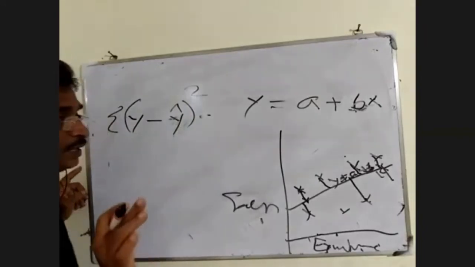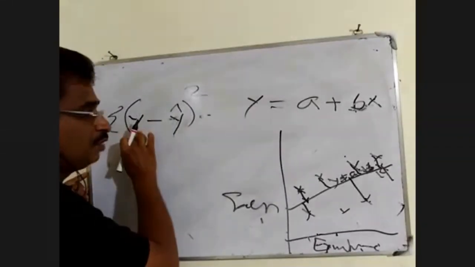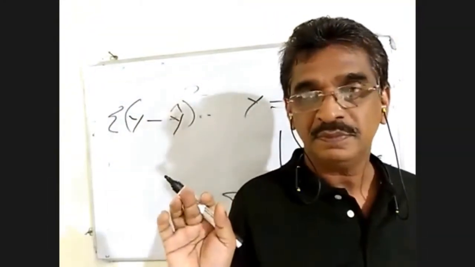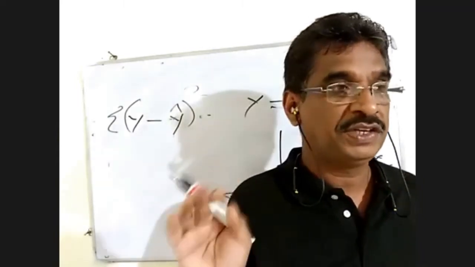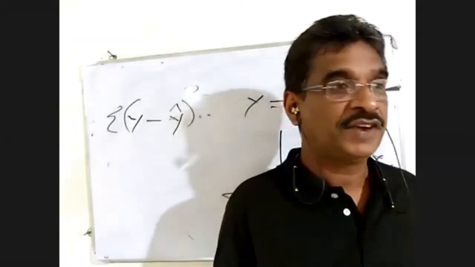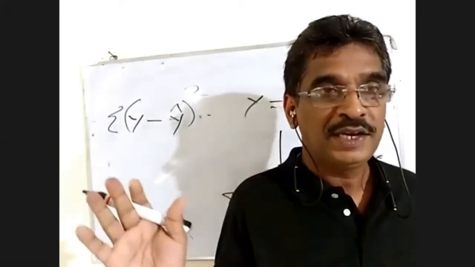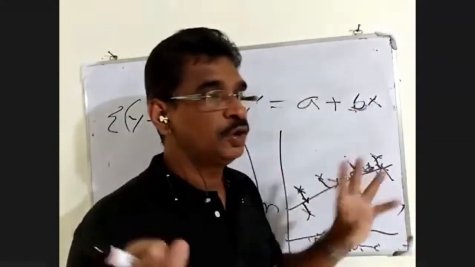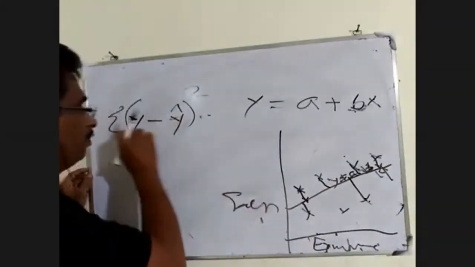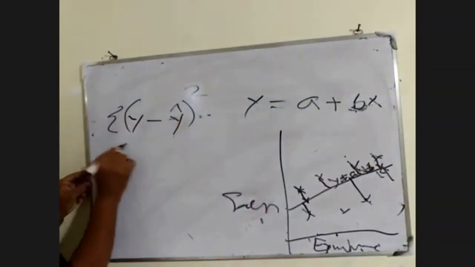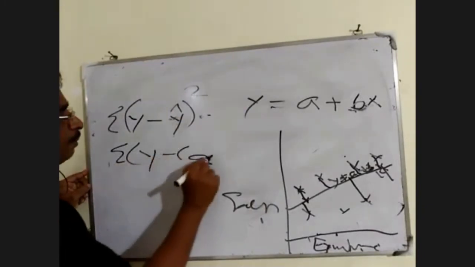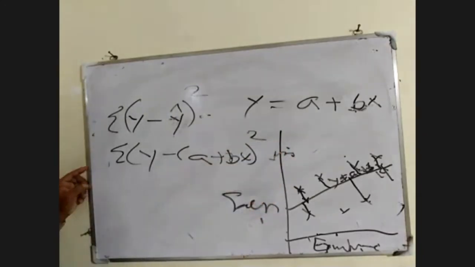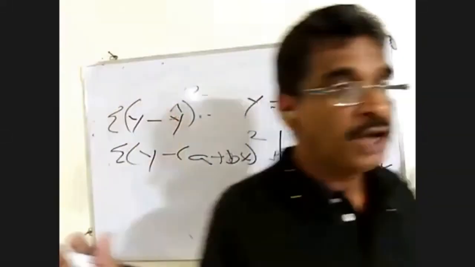Our trick is that the difference between the original value and the fitted straight line value should be minimum. We want minimum, the best fit. The difference between the original value and the already fitted value should be minimum, and adding all these distances should be minimum. Sigma (y minus y hat) whole squared is minimum, or sigma (y minus (a plus bx)) whole squared is minimum. This is the trick we are going to apply.